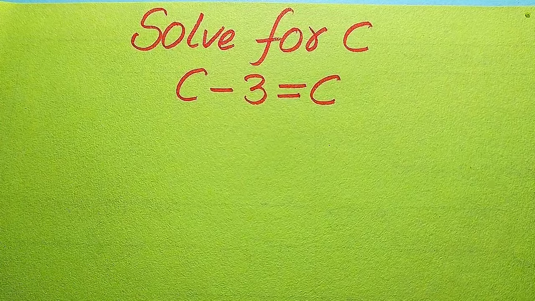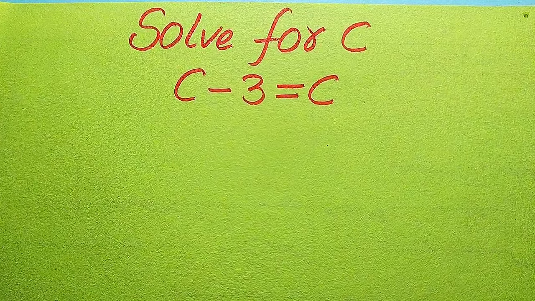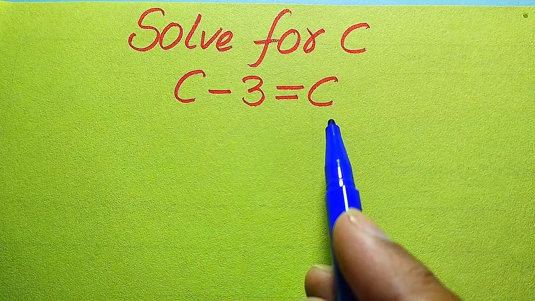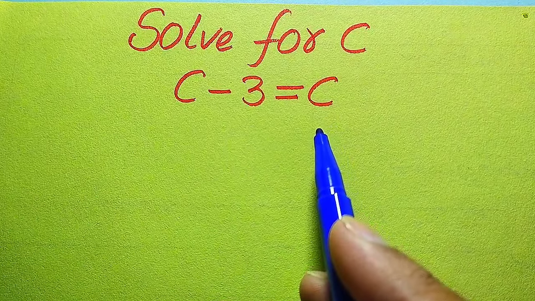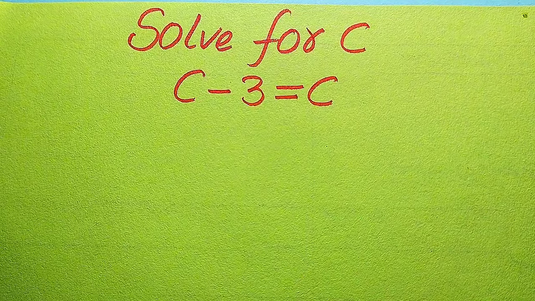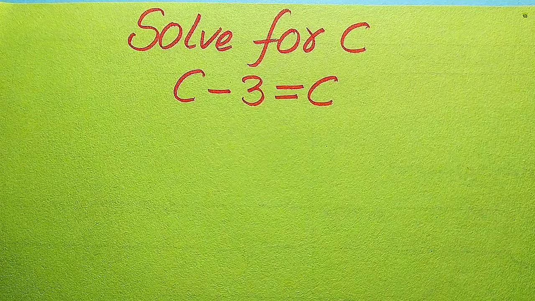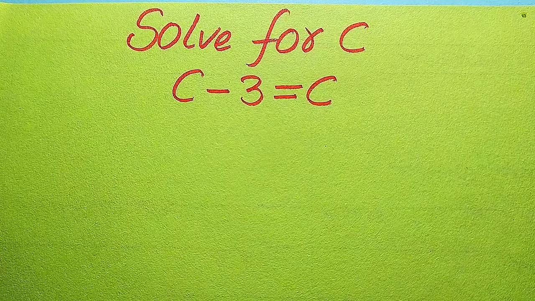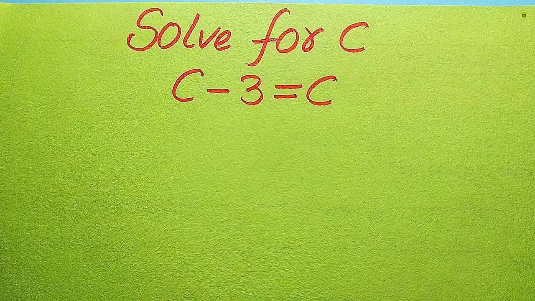Hello everyone, how to solve this problem for the values of c if we have square root of c minus 3 is equal to c, and we solve this problem for all the values of c. So here first we need to find all the roots of this equation, and at the last we will verify which of the roots are solutions and which of the roots are extraneous roots.